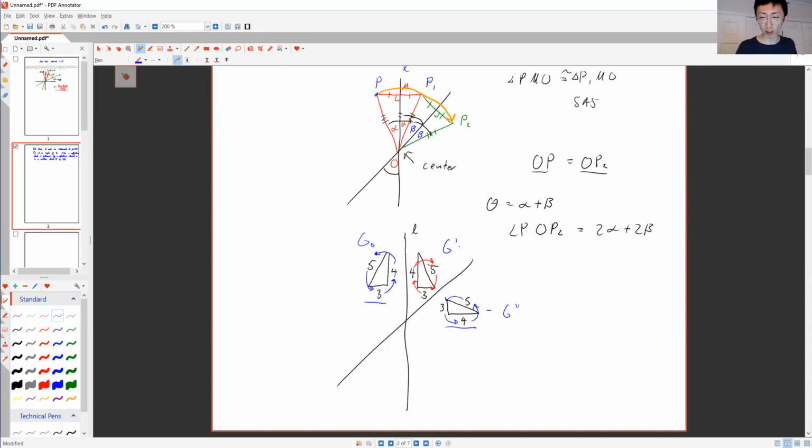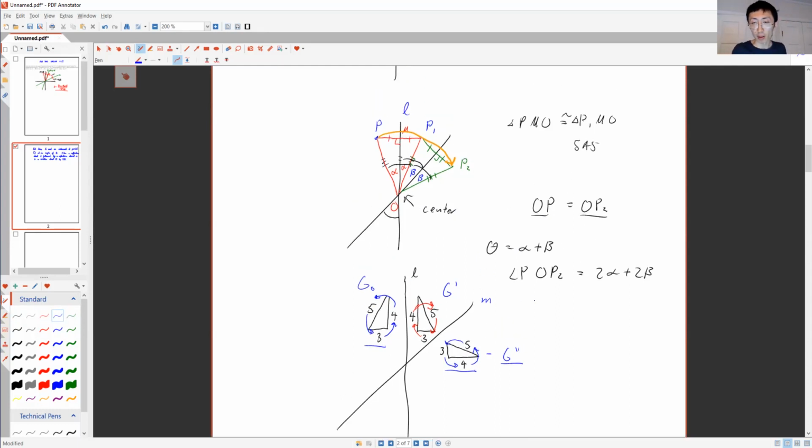But then if you reflect G prime over M, the orientation is flipped again, so we're back to the original orientation. You can see that G double prime has the same orientation as G0, because 3, 4, 5 go around counterclockwise in both figures, as the side lengths of the polygon in counterclockwise order.